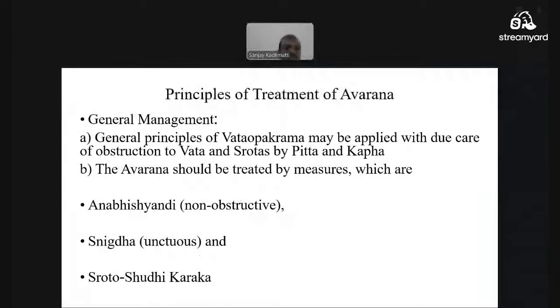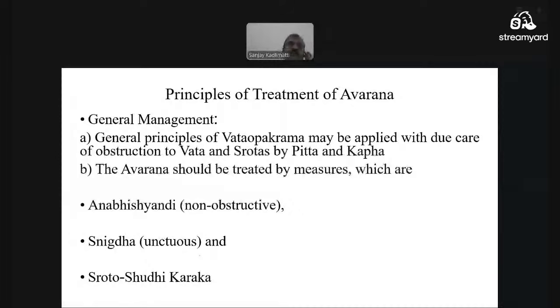Number one, I have divided into A, B, C, D like that. Vatopakrama may be applied with due care of obstruction to Vata and Srotas by Pitta and Kapha. This is a general rule because avarita is Vayu, avaraka is either Pitta or Kapha. So treat both carefully with logical interpretation. The avarana should be treated by the measures which are anabhishyandi.